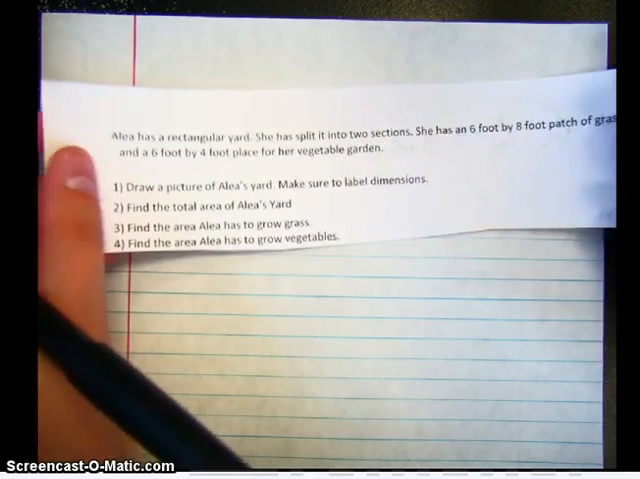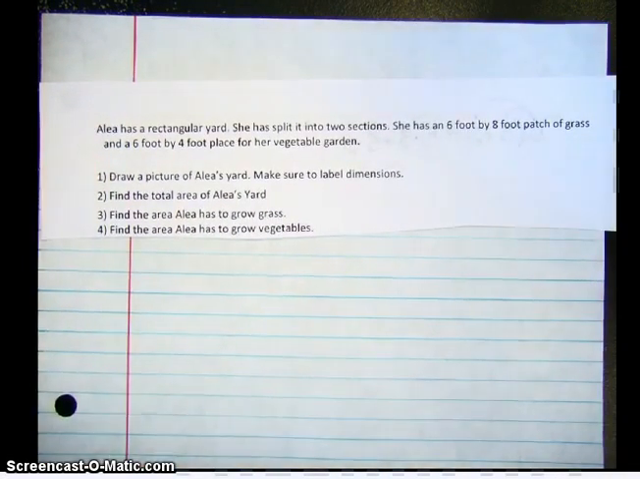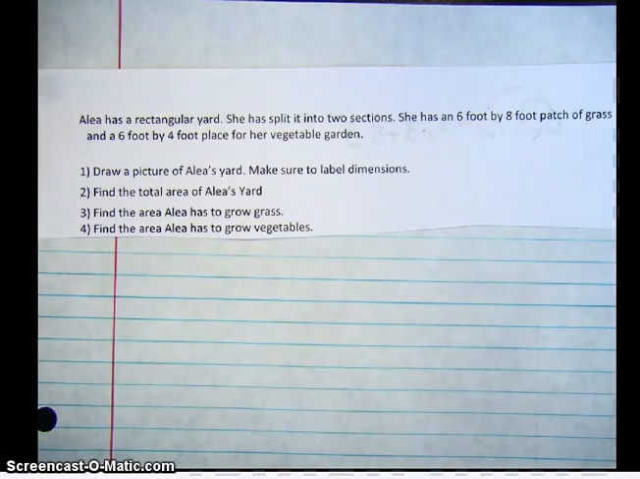So let's start with this word problem. Aaliyah has a rectangular yard. She split it into 2 sections. She has a 6 foot by 8 foot patch of grass and a 6 foot by 4 foot place for her vegetable garden. They want us to draw a picture, find the total area of her yard, and the area of just the grass and just the vegetables.